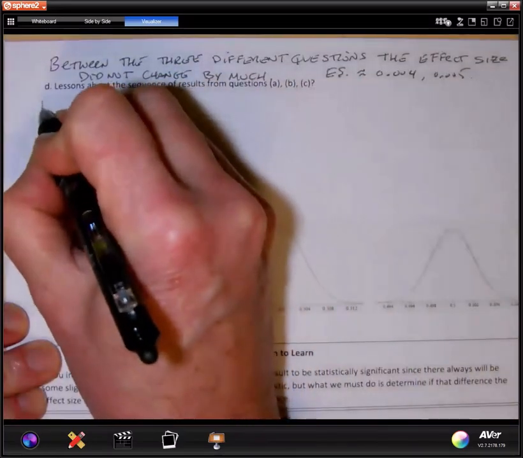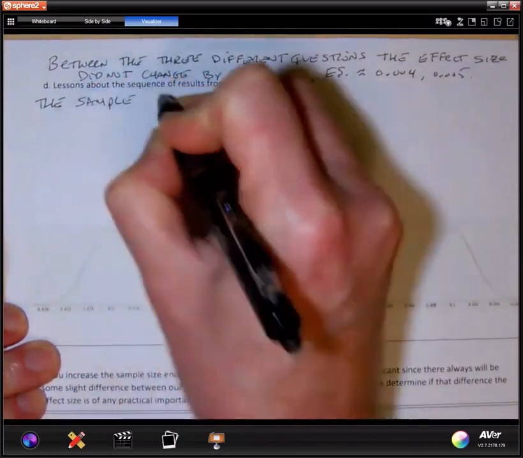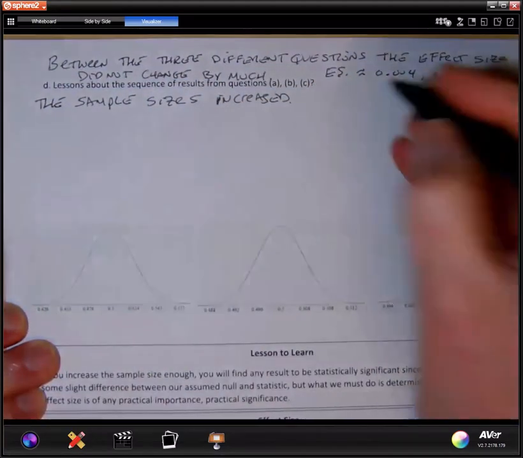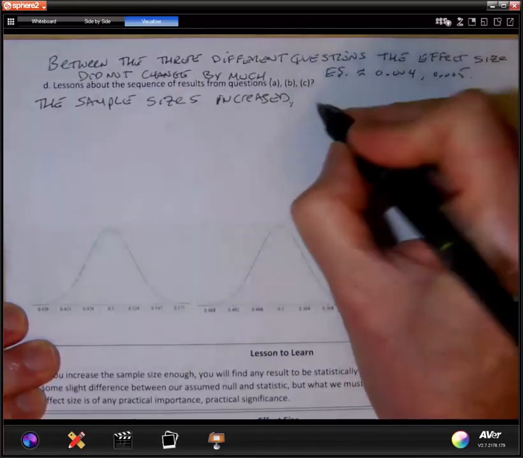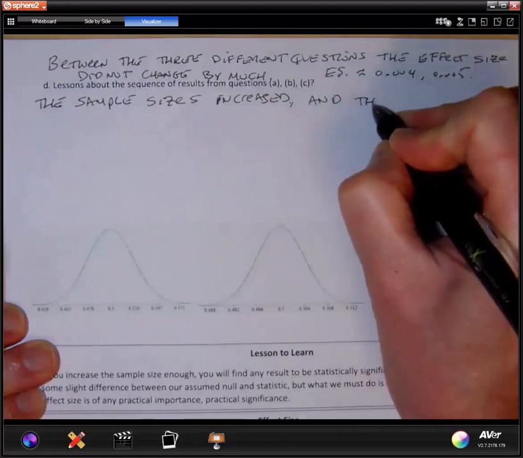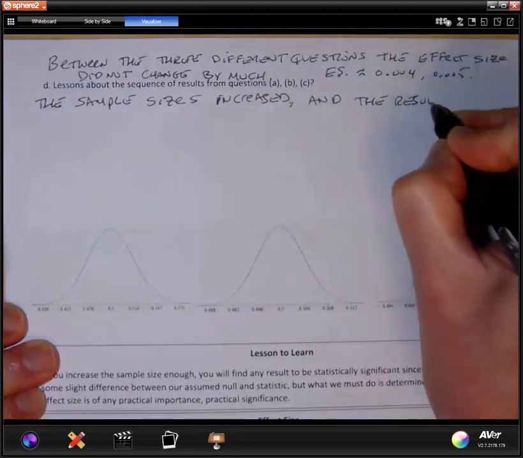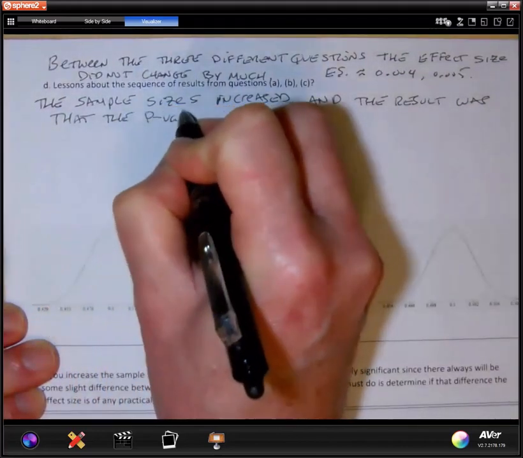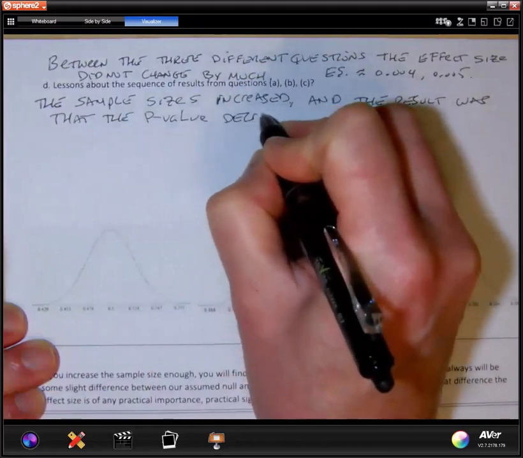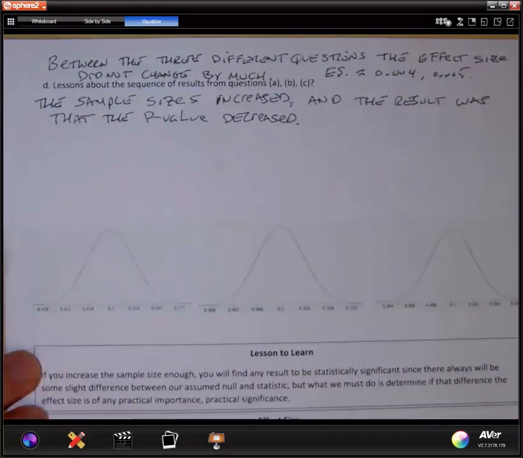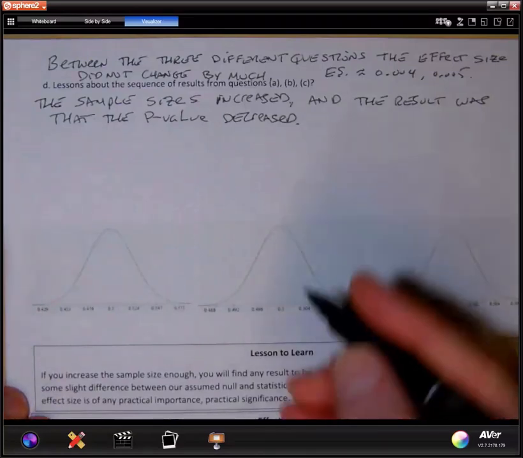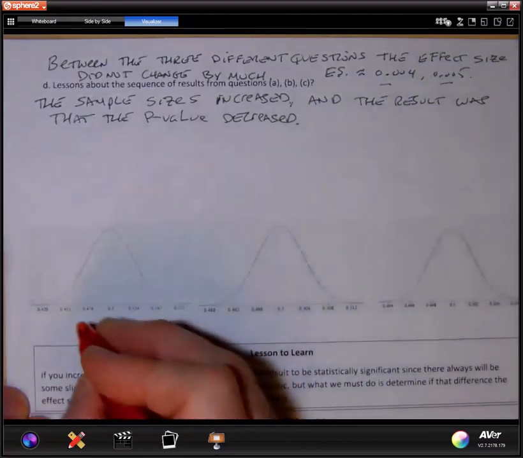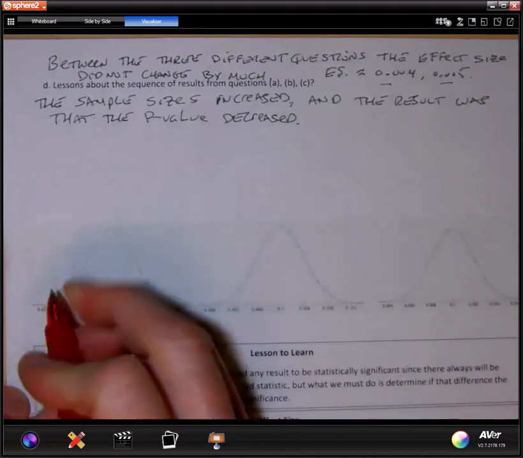The sample sizes were increasing. So the sample sizes increased, and the result was that the p-value decreased. And why is that? Well, what's happening is the effect size, again, is staying relatively the same. It's not changing that much. But we also notice, remember, we've calculated the standard deviation, and here are the different sample sizes.